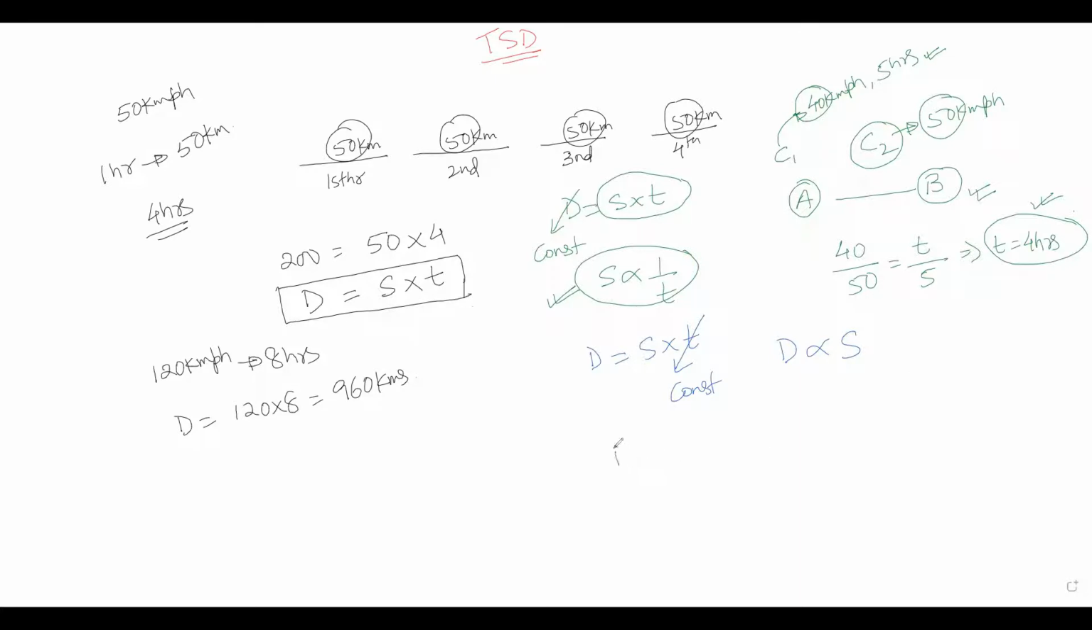In a similar way, from distance is equal to speed into time, if I make speed constant, so distance would be varying directly to the time taken. That means if two cars or two objects are traveling with the same speed, then the ratio of their distances traveled would be equal to the ratio of their time taken.